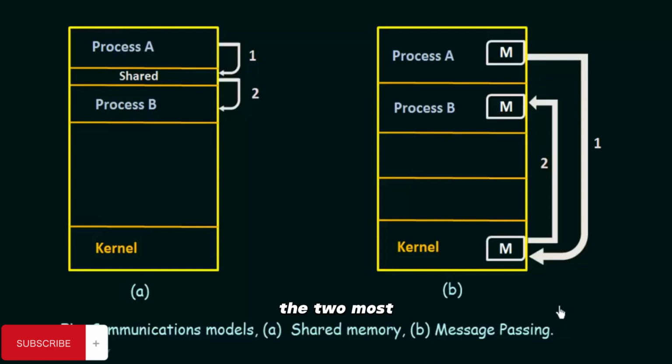So these are the two most common models of interprocess communication, or IPC: shared memory, and the other one is message passing. These are very important topics in operating systems under the subtopic of interprocess communication.